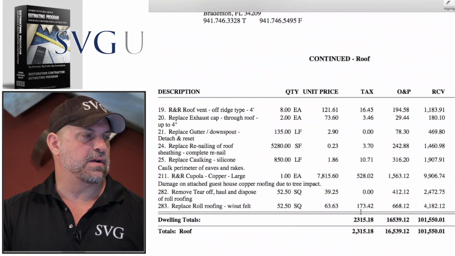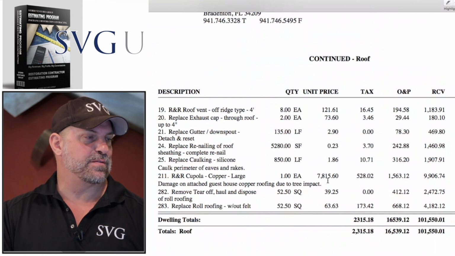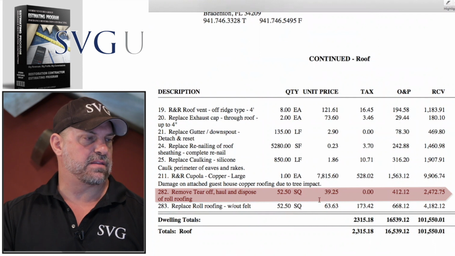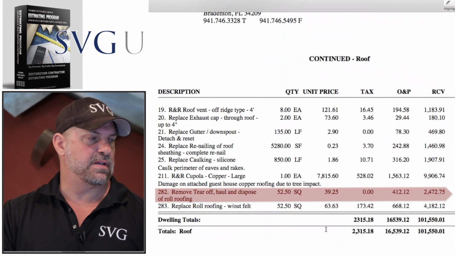Guys, another line item here I'm just looking at. I'm evaluating a recent tile roof that was approved in Florida. And we have line item 282 there. We've got $39.25 to remove the roll roofing.